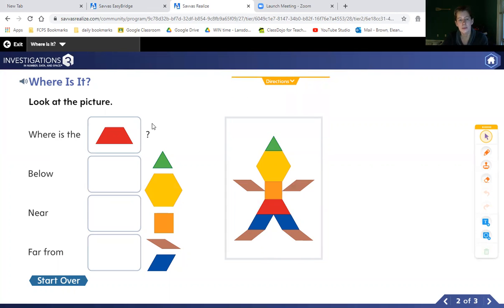So of course, in this one, there's a variety of ways you can play. Where is it? This is something you can play with a partner, and you can say the trapezoid is below the triangle or far from the skinny rhombus. Then you can put another shape on. You can say the yellow hexagon is directly below the triangle, and so on and so forth. And that will review your position words with this game also.